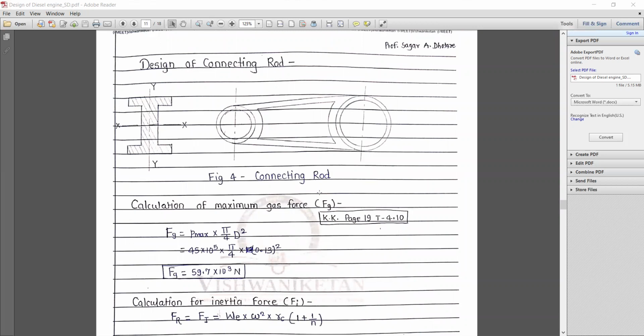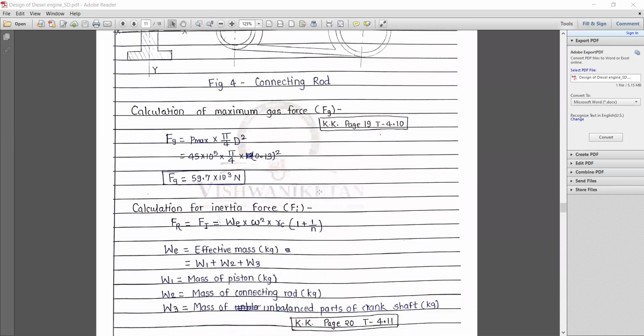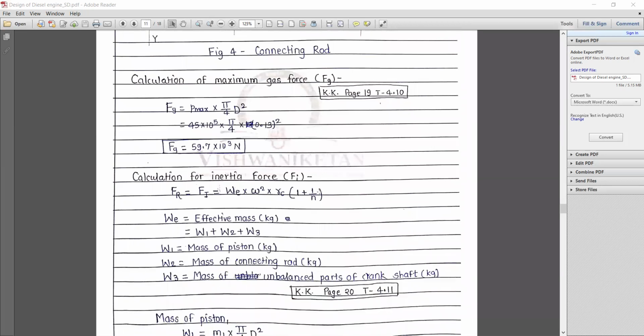For the connecting rod, you can look at figure number 4, where the cross section, front view and cross sectional view are shown. We have selected an I cross section area. It is a very optimum cross-section area for a connecting rod. Now, calculating the different forces acting on the connecting rod.